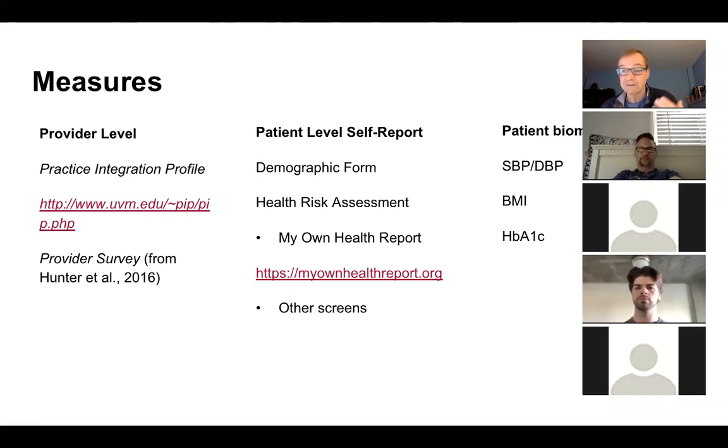We had each clinic define level of integration. Secondly, we had a patient level self-report measure, a health risk assessment, a series of short questions to identify patient risk factors such as nutrition, physical activity, depression, anxiety, sleep patterns. The patients all completed that questionnaire. And we also pulled for the patients who completed that questionnaire from medical records their blood pressure, BMI, and blood glucose levels.